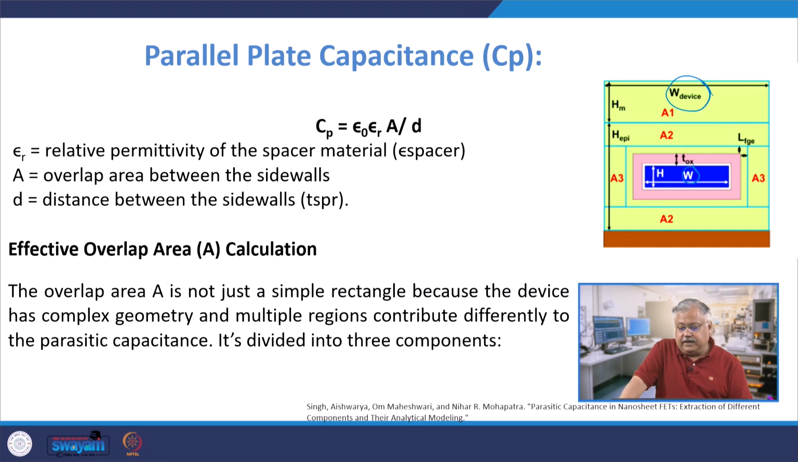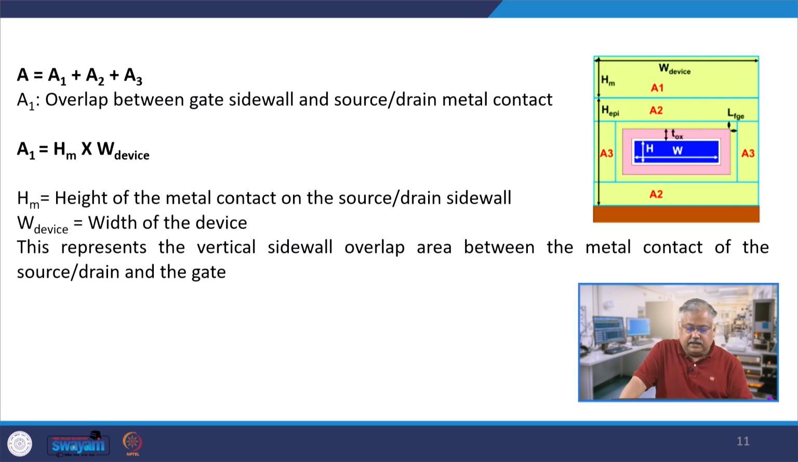So the authors have divided the whole region into various areas, and they have tried to calculate the various areas, and then when they have done that, the overlap area is A1 plus A2 plus A3. Obviously A1 is the easiest one because this is HM multiplied by W device. So you see, this is a rectangular operation, HM W device, where HM is the height of the A1 region and W device is basically the width of the device, and therefore this represents a vertical sidewall overlap area between the metal contact of source and the gate.